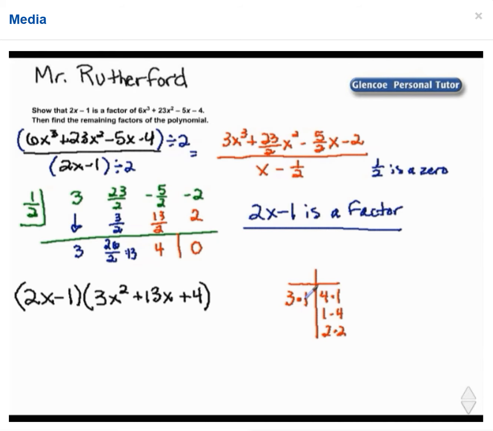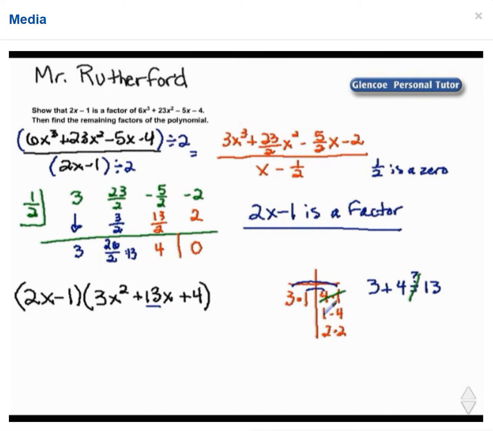Notice here on the left, I only wrote 3 times 1 as opposed to writing 1 times 3 as well, as opposed to here on the right, where I wrote 4 times 1 and 1 times 4. So what I'm going to do is multiply 3 times 1, and this is equal to 3. 1 times 4 is equal to 4. And the question is, when I add 3 and 4 together, can I get the coefficient of x, which is 13? Well, the answer here is no. This means that 4 and 1 will not work.